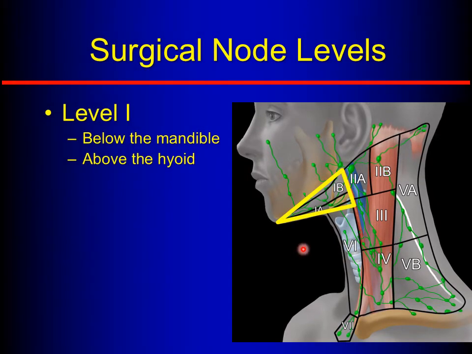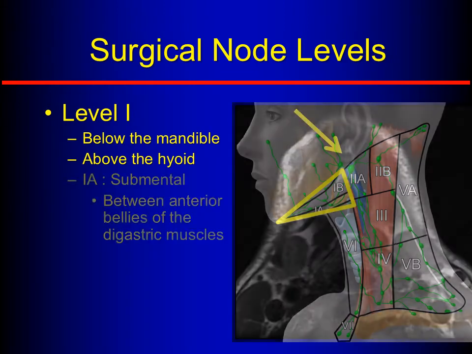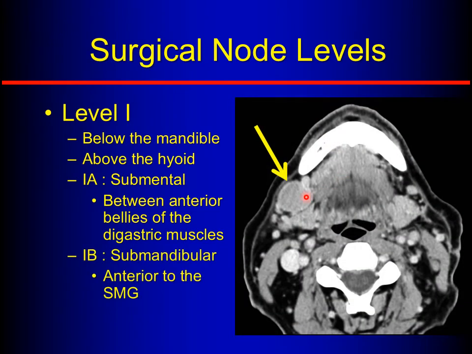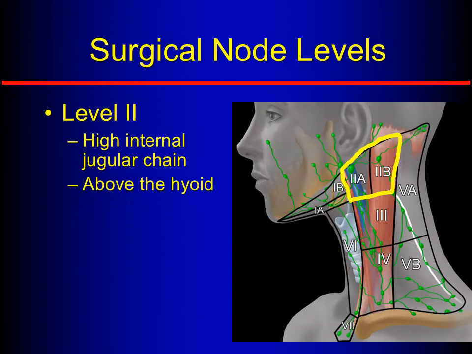This is below the mandible and above the hyoid here in this graphic. And here's an axial T1 post-contrasted. Between the anterior bellies of the digastric, those are level 1A nodes, or submental nodes. Out lateral to the anterior bellies of the digastric, in front of the submandibular gland, those are level 1B nodes. Next is level 2. These are the high internal jugular chain nodes above the level of the hyoid.